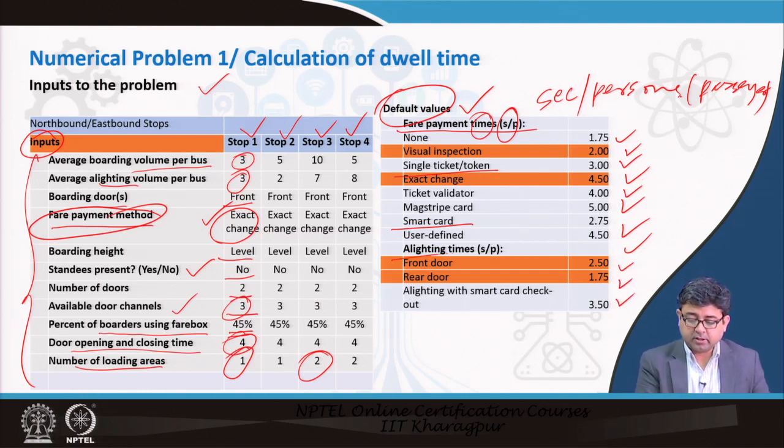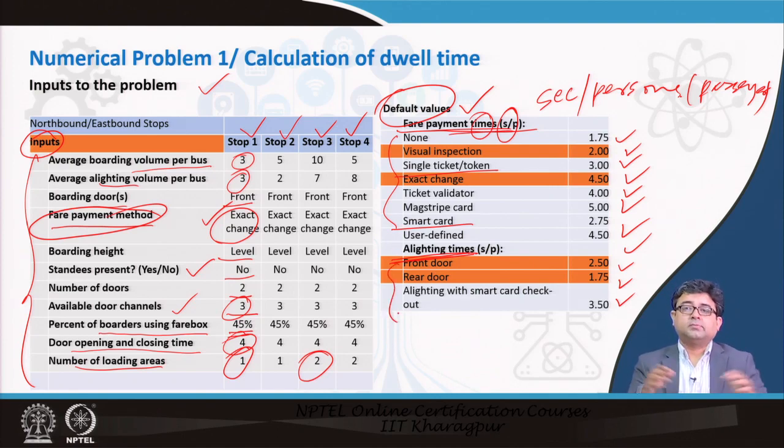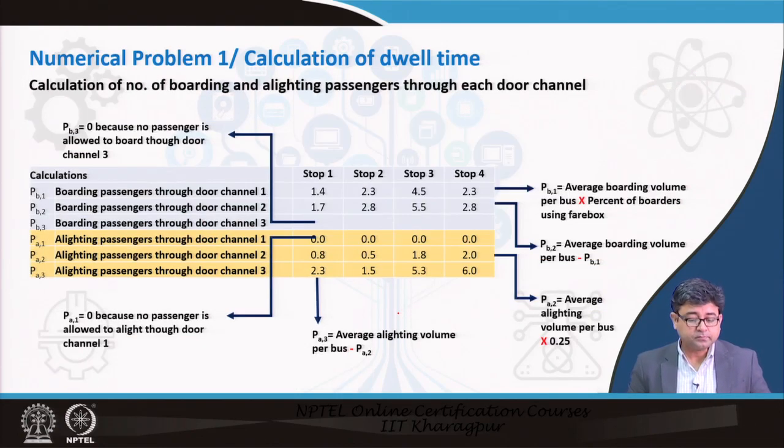So, alighting times are also some standard values that are also given. These are fare payment times and these are alighting times. Okay. So, these are some standard values. Like I said, these are all empirical studies that have been done across the world, and these values or the formulas also that you will see are all developed based on these empirical studies that have been carried out.